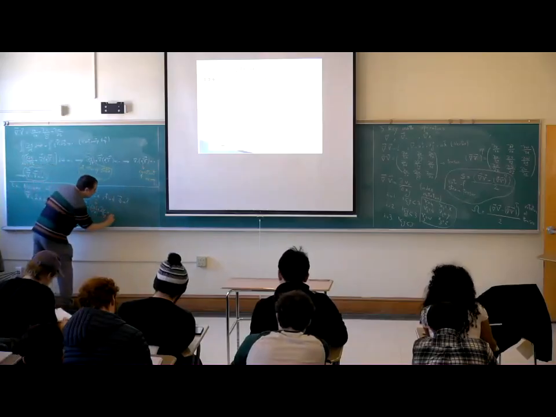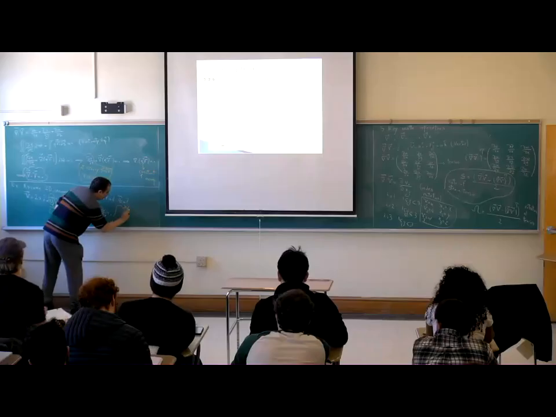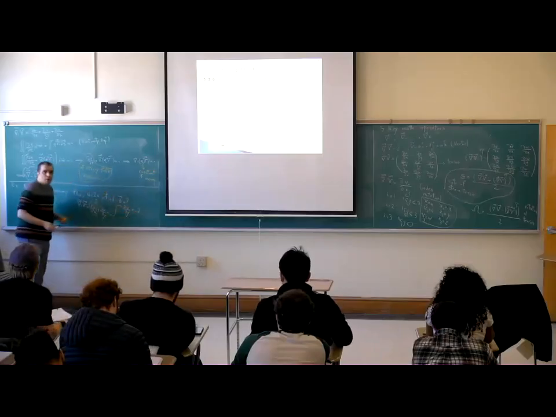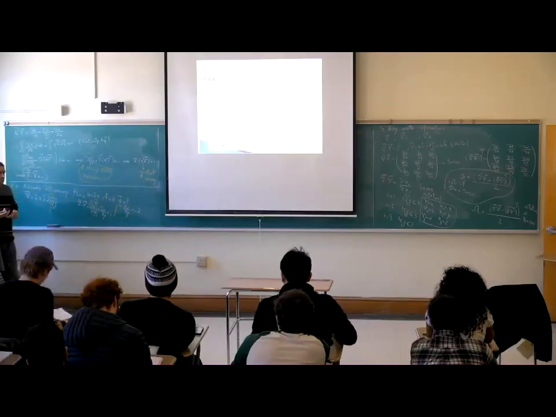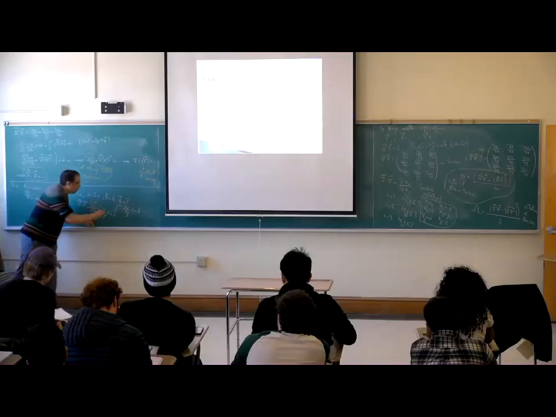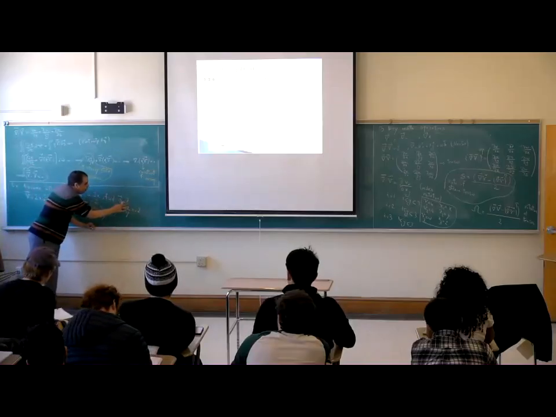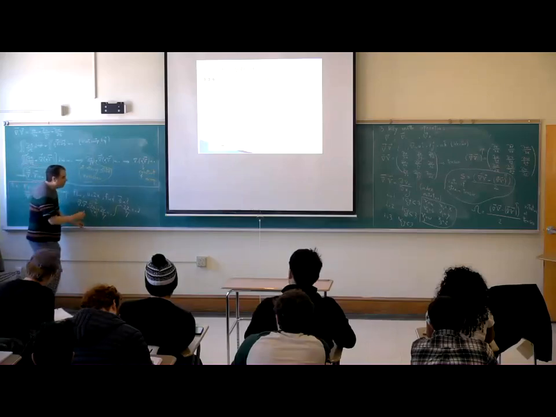So partial V partial Y is equal to minus 2. How to obtain V? Partial V partial Y is minus 2. How to obtain V? Yeah, integral. Integrate. I integrate this.